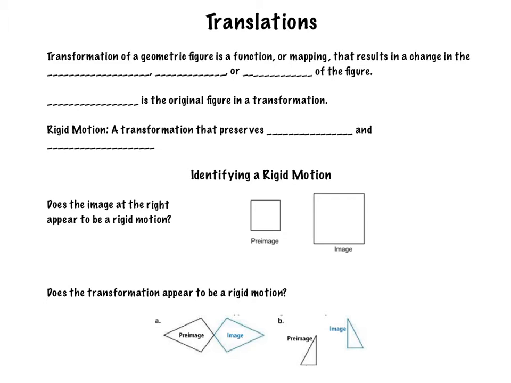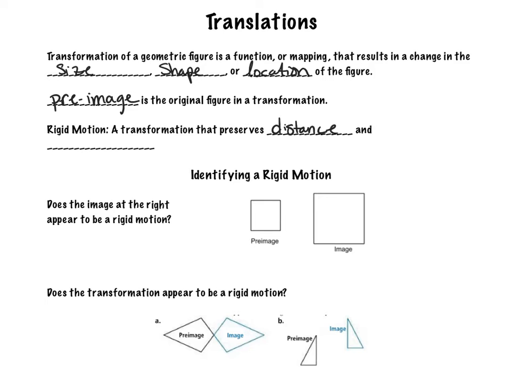Right, so a transformation is something that results in a change in the size, shape, or location of a figure. Alright, so I'm just moving it around on the graph. One thing to think about anytime you see pre-image, right, it's the original figure. Image is the after effect.